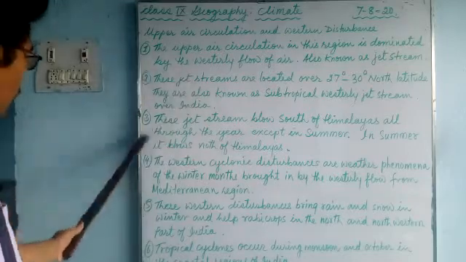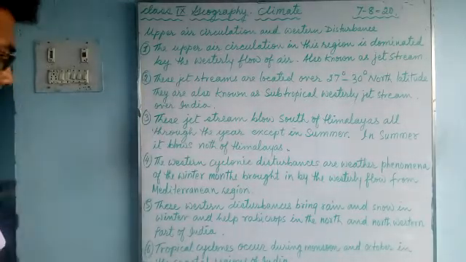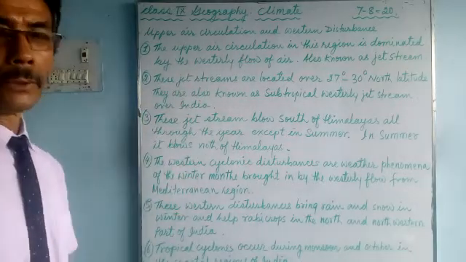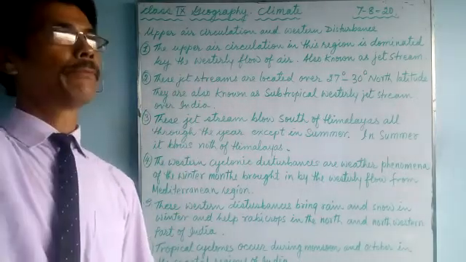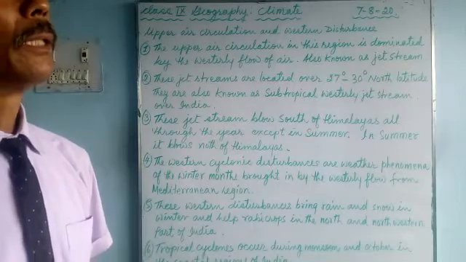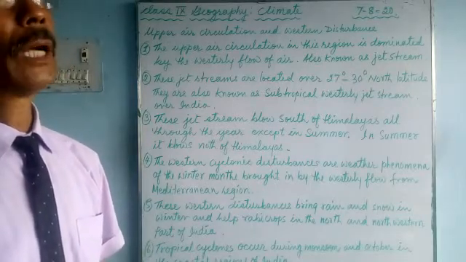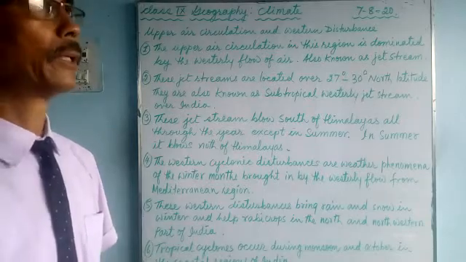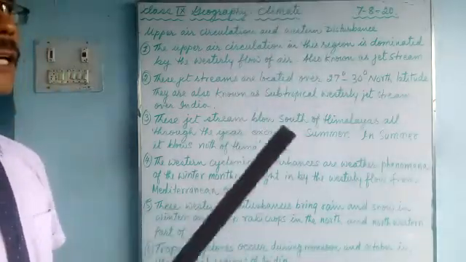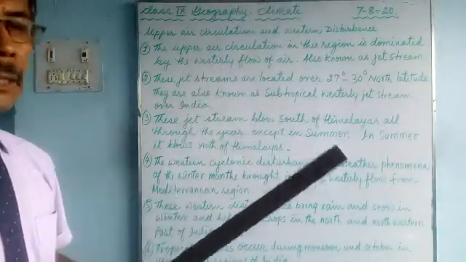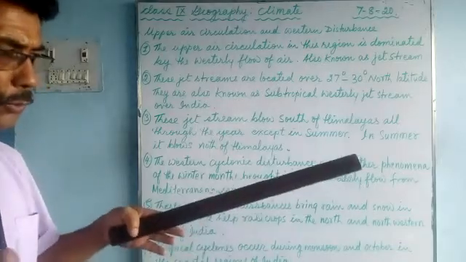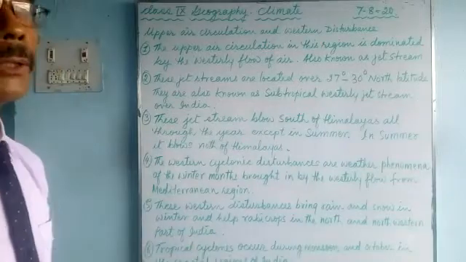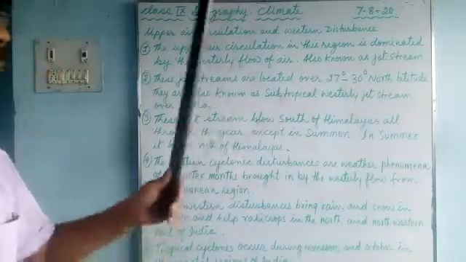Now there are altogether 6 points here. Number 1, the upper air circulation. Upper air means very high up in the sky, above the troposphere, just near the stratosphere. There is a narrow space where the wind blows very fast. That is called upper air circulation.